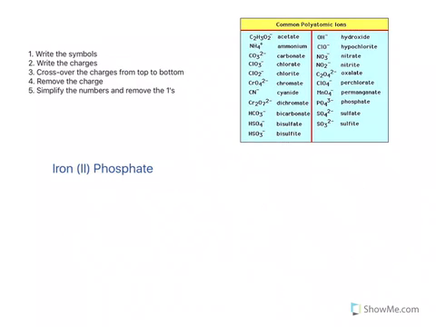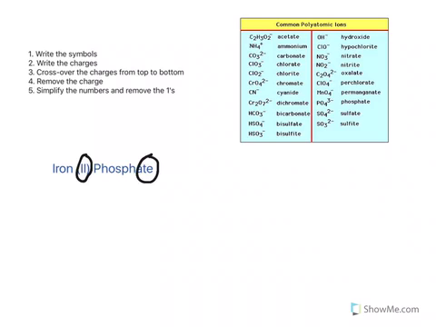Let's try another one. This one's a little bit trickier, well, I wouldn't say it's trickier, it's just that you can't be intimidated by this. The only thing that's different, guys, is that on this one, I have a Roman numeral. Remember, Roman numerals tell us that we're dealing with transition metals. Then I have an "-ate" at the end of phosphate. So I have a transition metal and a polyatomic ion.